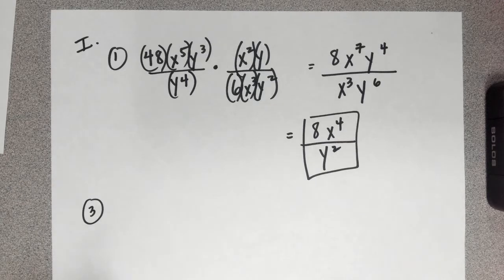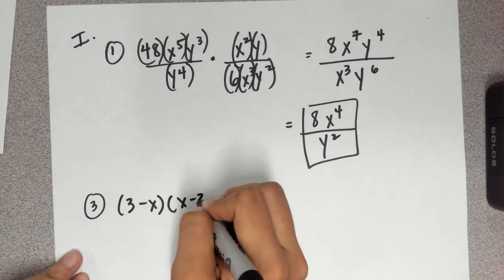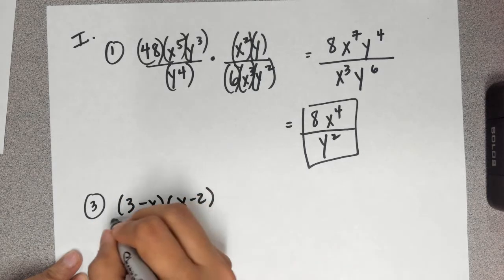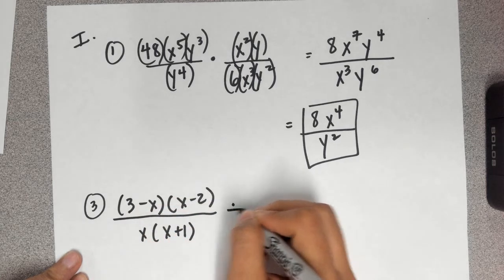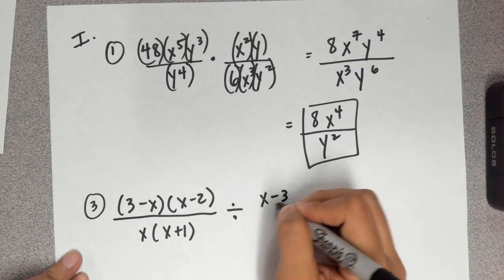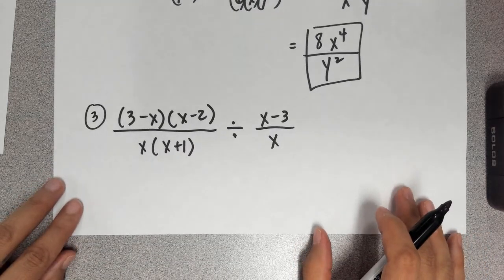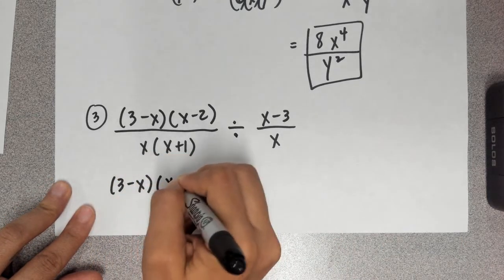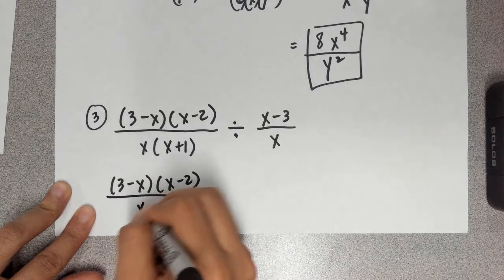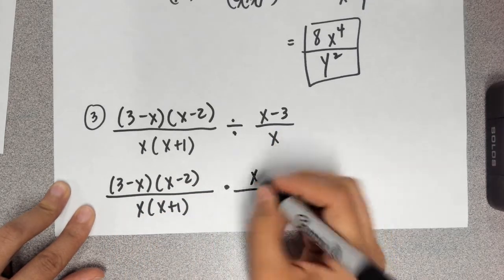Alright, so I'm skipping to number 3. I have 3 minus x times x minus 2 all over x times x plus 1. And then it's divided by x minus 3 over x. Remember, I always tell my kiddos, dividing fractions is easy as pi. Flip the second and multiply. So I'm going to flip the second fraction and I'm going to multiply.